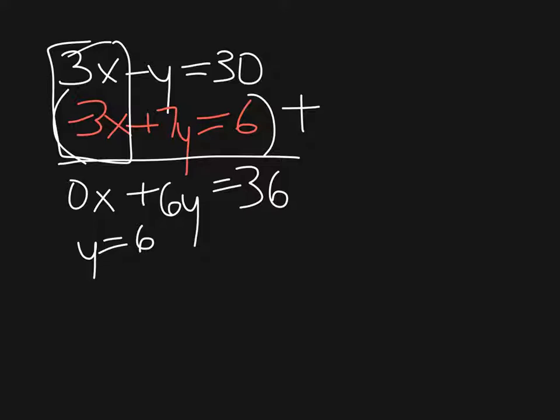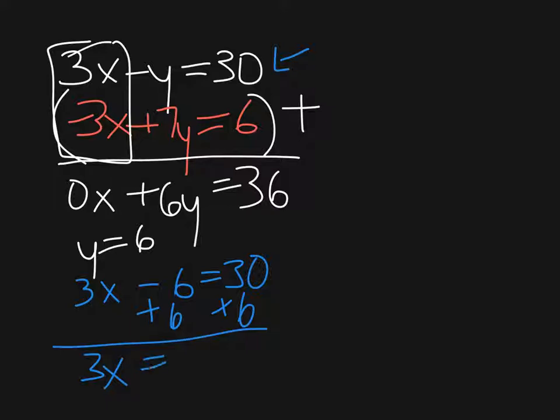So now I'm going to plug that into one of the equations up here. Plug it into this first one here. And y is equal to 6, so 3x minus 6 is equal to 30. I'm going to add 6 to both sides.